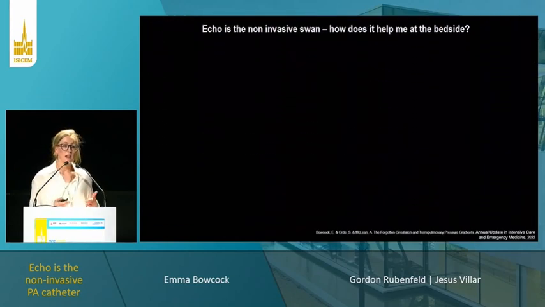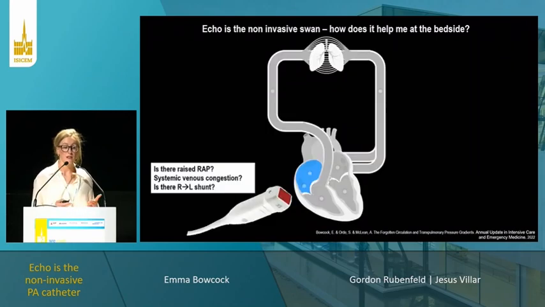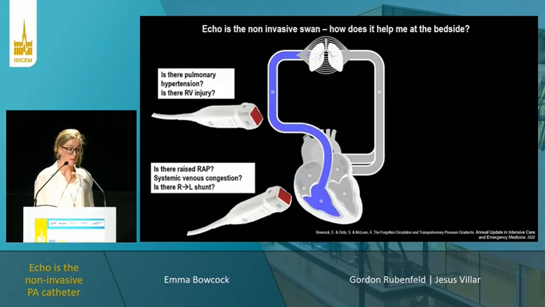So at the bedside, how does echocardiography help me navigate this transpulmonary circuit and answer clinically relevant questions to help me target my management? Well, I like to know whether there's raised right atrial pressures, if there's evidence of systemic venous congestion, and whether there's right to left shunting. I want to know if my patient has pulmonary hypertension and if they have right ventricular injury.